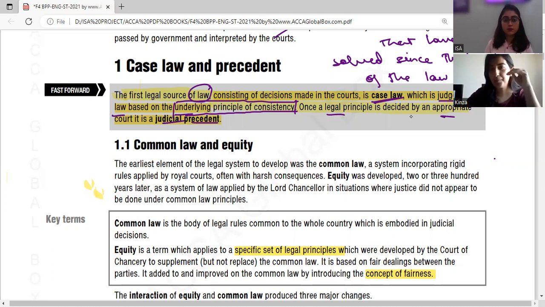It is like a stamp that it has been decided now by the judicial precedent. Exactly. Maybe it's a designation.